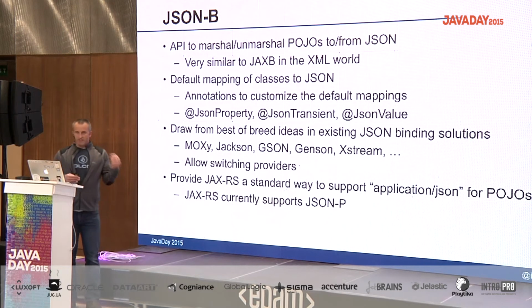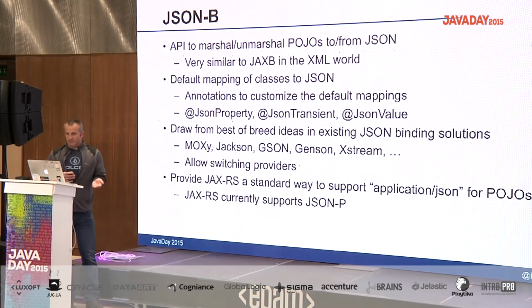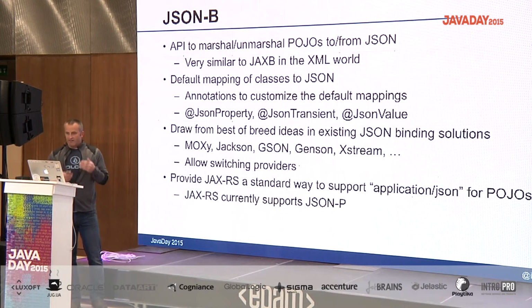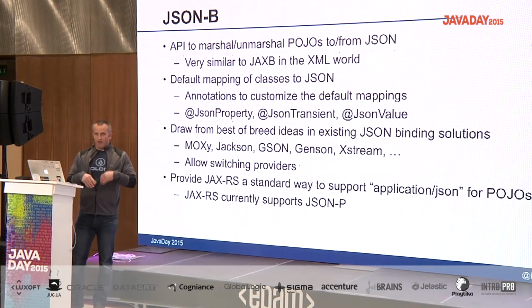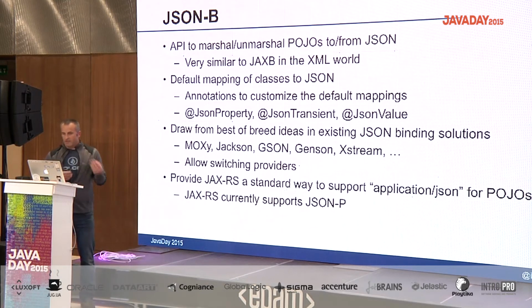Java EE 7 includes a low-level JSON parsing API that is kind of like JAX-P in the XML world. And one of the features the community asked for was a higher level API for binding, more like JAX-B for XML. And this API should be very transparent and mostly work with POJOs as it is.